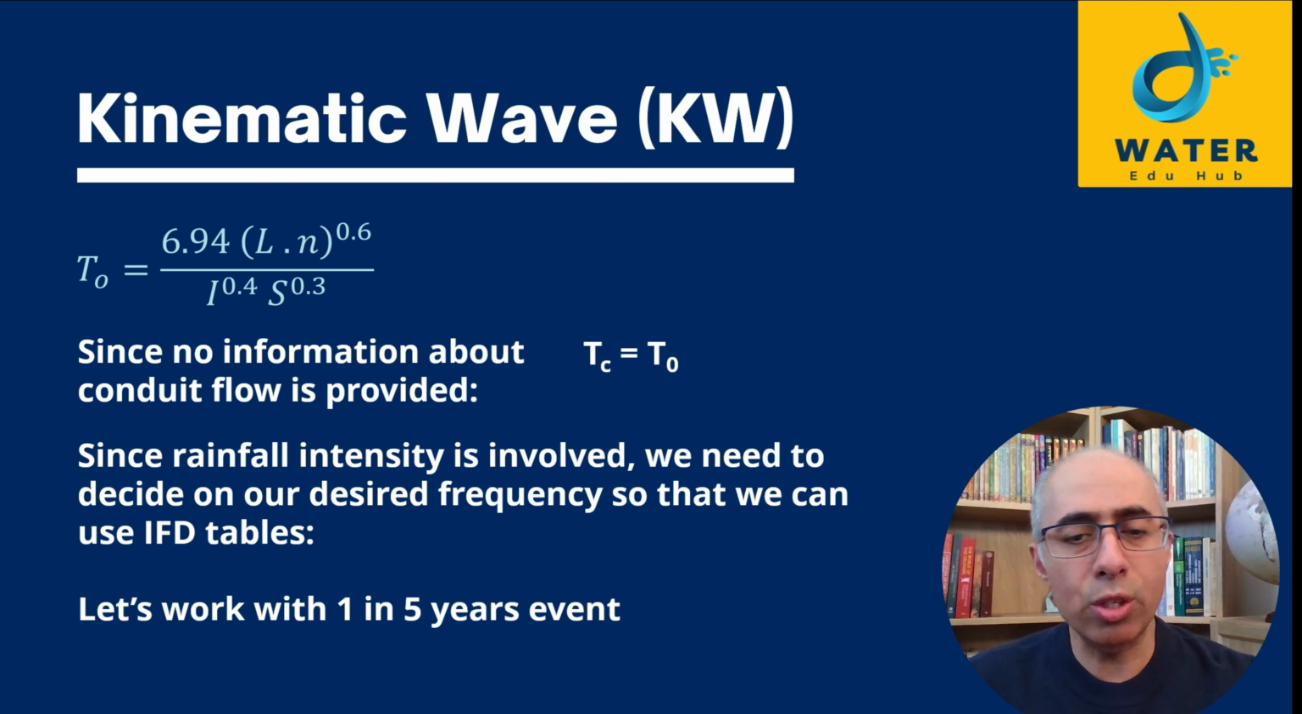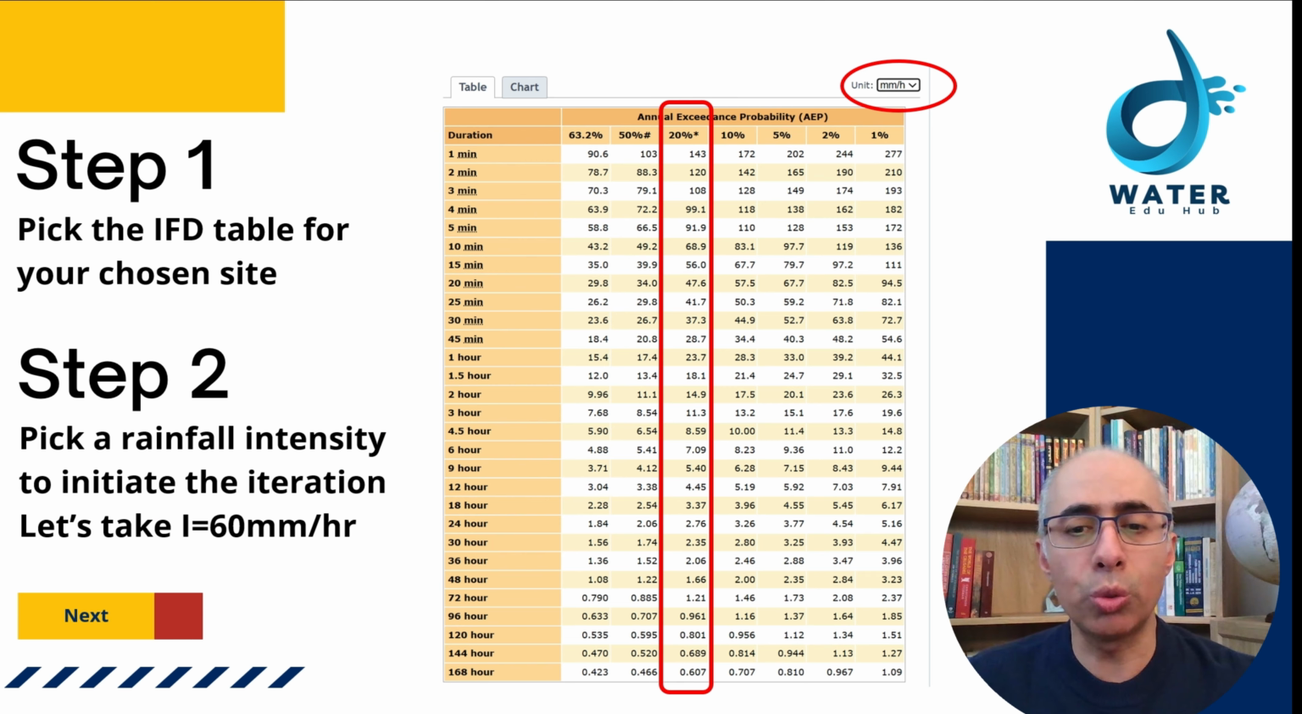So we also assume a frequency for our event today. We consider 1 in 5 years, because if I go to the IFD tables to pick up the rainfall intensity, I need to know for what frequency I want that. So that's why I assume I'm working on 1 in 5 years. So I go to the IFD table of my selected site. We are not going to explain how you can access that. We have already covered it in a different video.